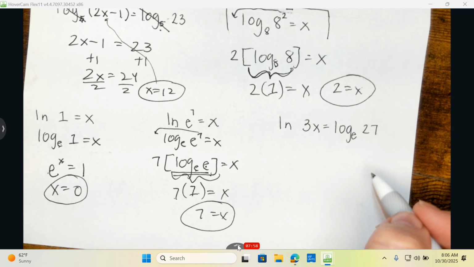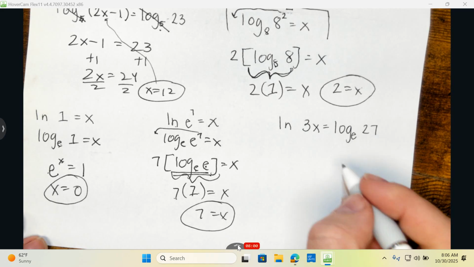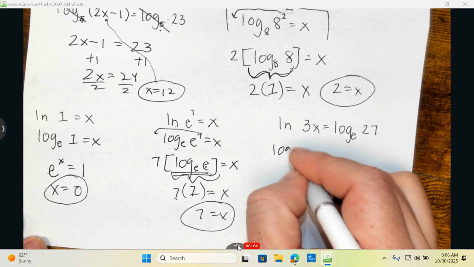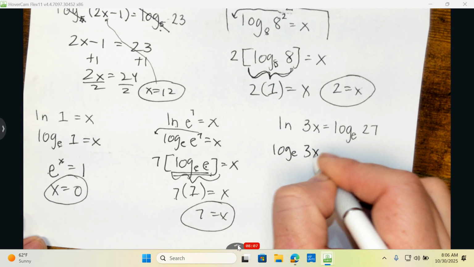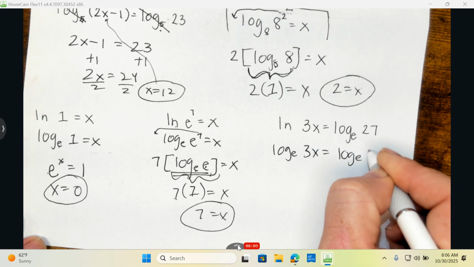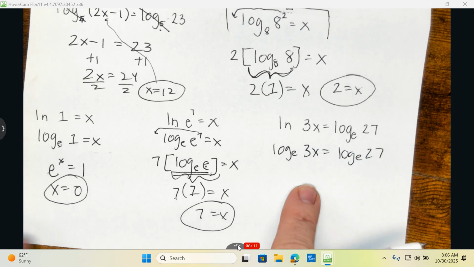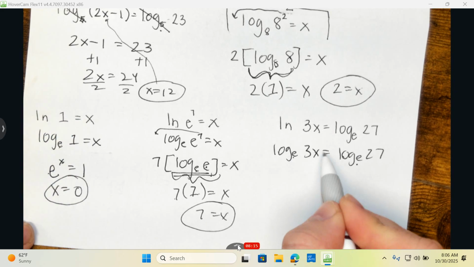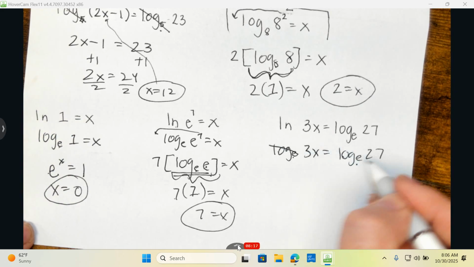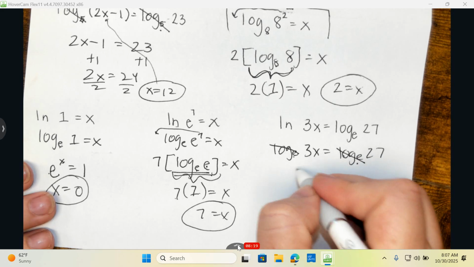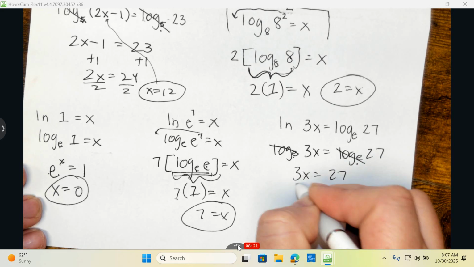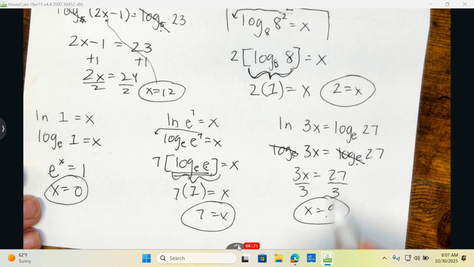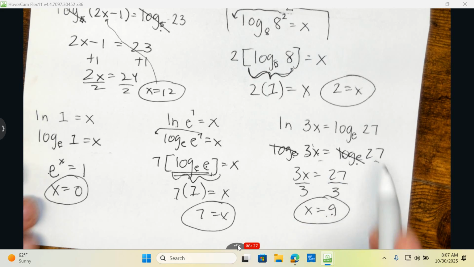Okay, moving on here to our last one before I have you try a few. I'm going to rewrite the ln in its equivalent form, log base e. And now we can see, just like this example up here, I have log base e and log base e. There's no additional plus or minus, so I'm able to eliminate these or simplify them. We have 3x equals 27, so x equals 9. And when we plug it in, 3 times 9 is 27. That is working.